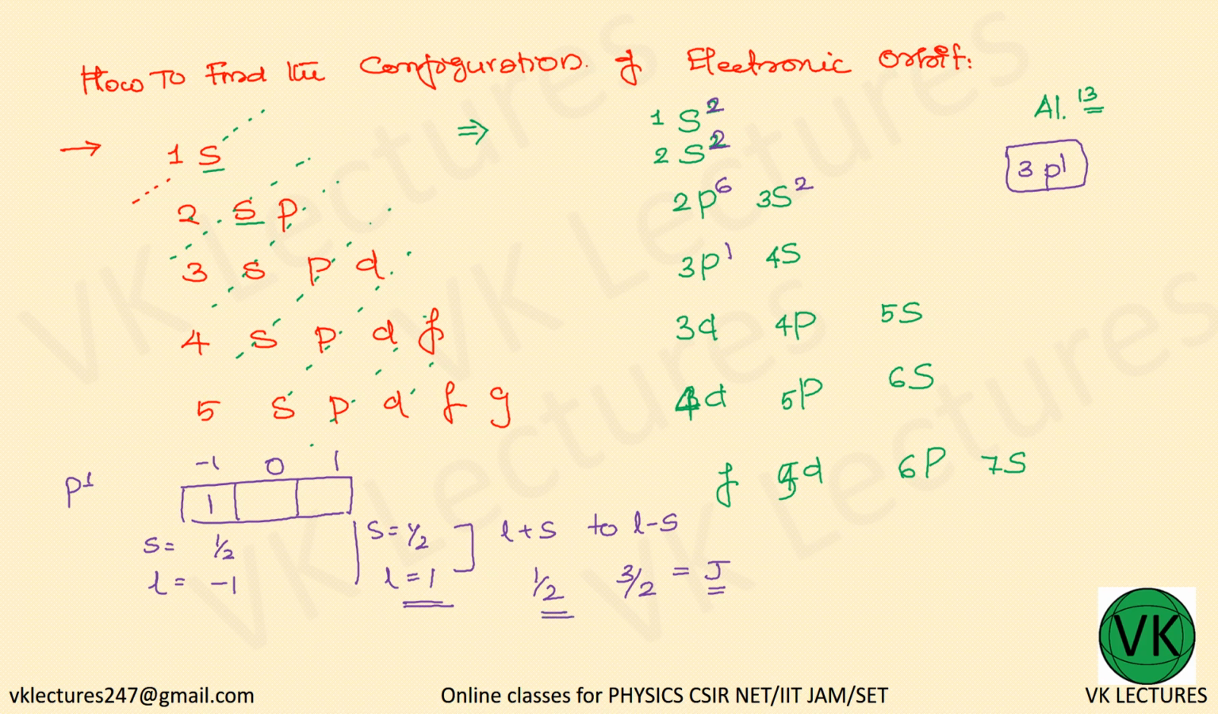So what is the L value? L is 1. And what is the multiplicity? 2S plus 1. So 2S plus 1 gives me 2 into half plus 1, that is 2. So it is a doublet state. L is 1, so SP, so P. And what is the J value? J value is half, so this is the spectral term: 2P half is the spectral term. So this is how you can find out the spectral term of any atom.